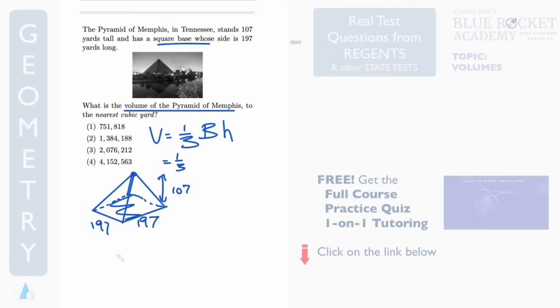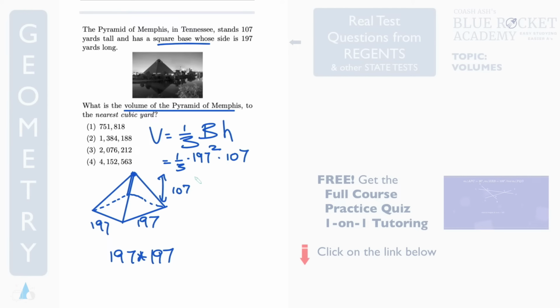So what's the area of the base here? The base area is 197 times 197, because that's the area of the square. The square is always the side times the same side. So you write down this value, 197 squared times the height, which is 107. So 1/3 times 197 squared times 107.